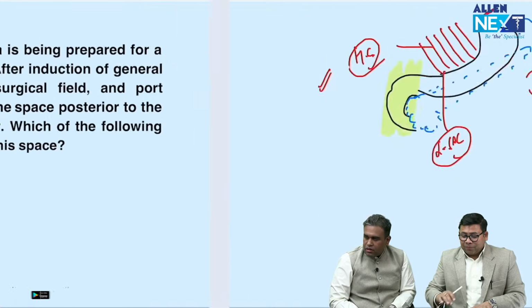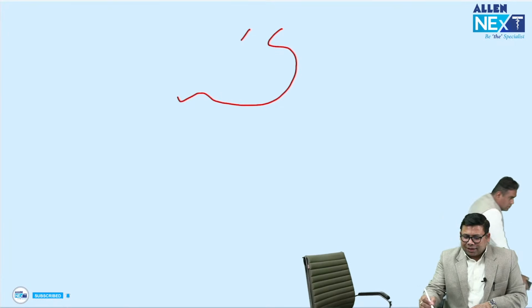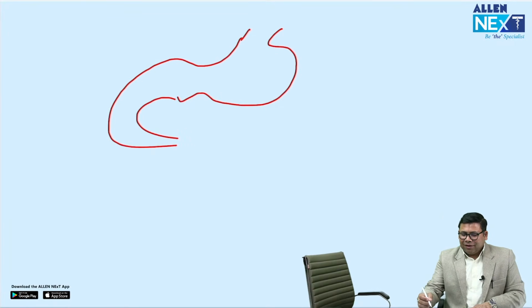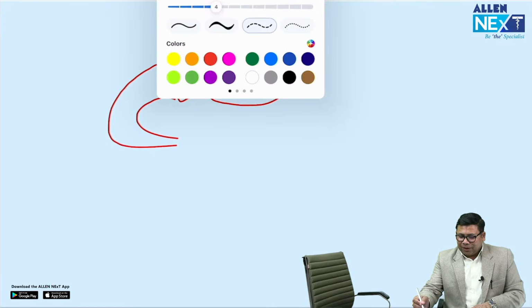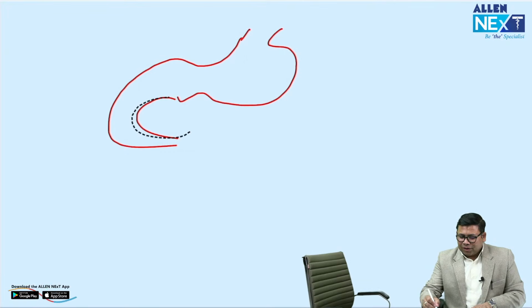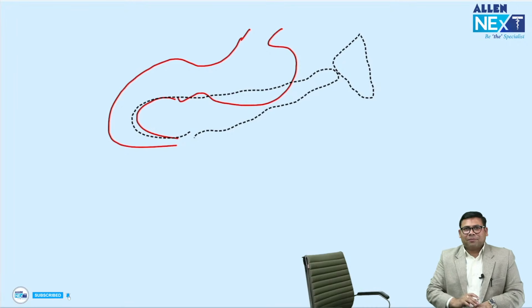Let me tell you why. Because when we are talking about the anatomy part, one very important thing is that this is the stomach that we have, and then you are dealing with the pancreas. So here you are having the pancreas. Now what are the important things that we need to understand here?